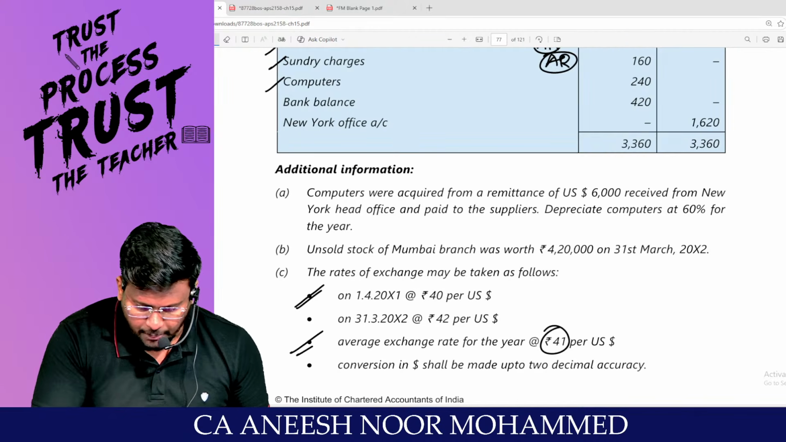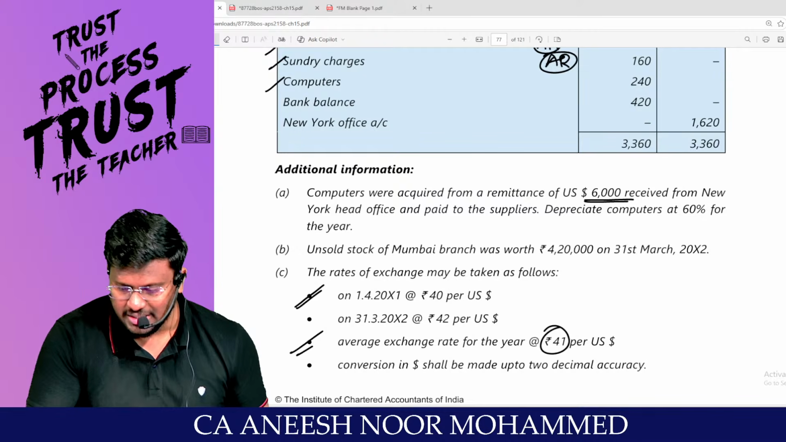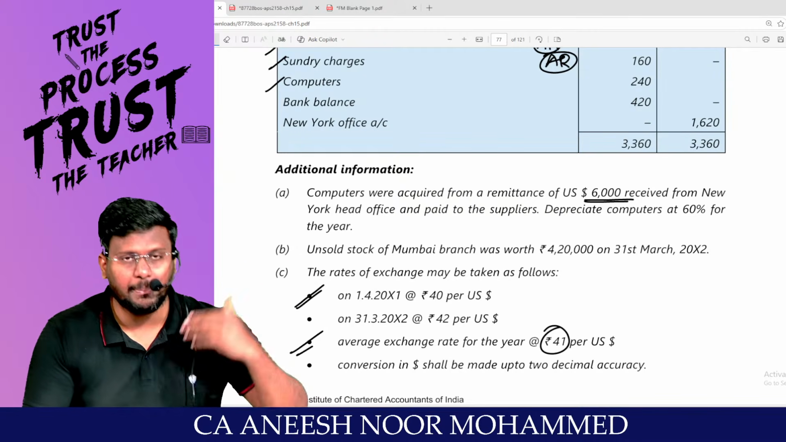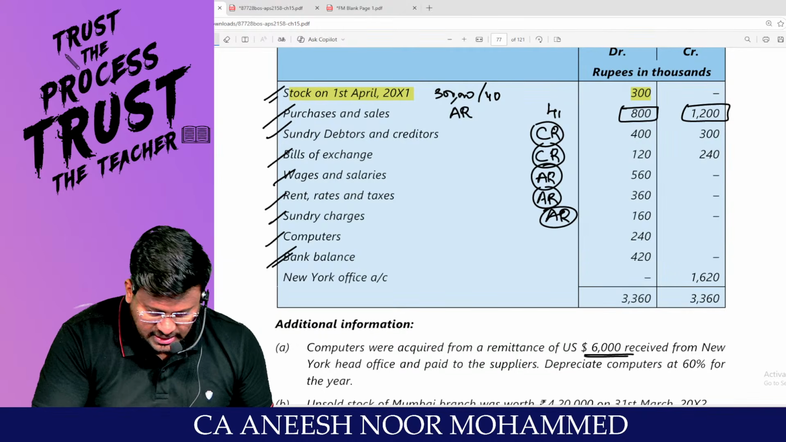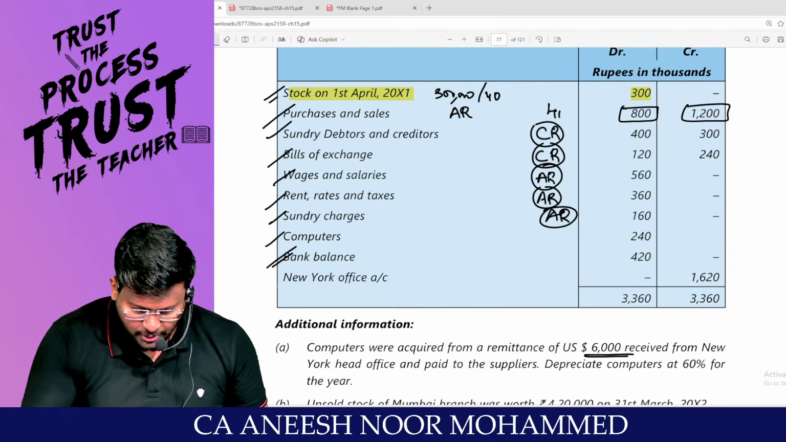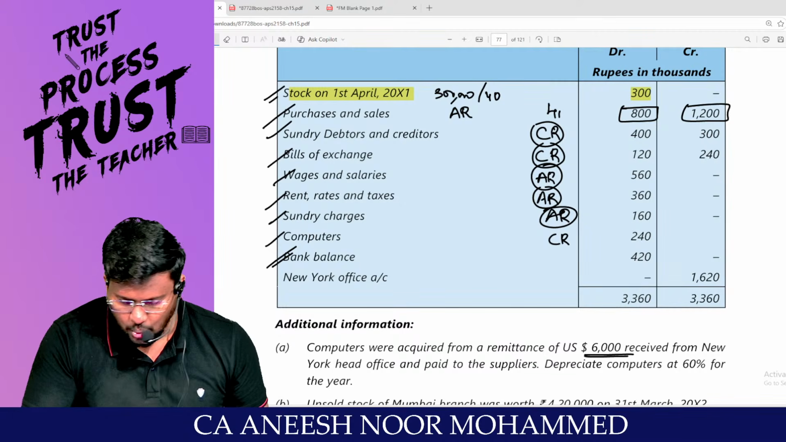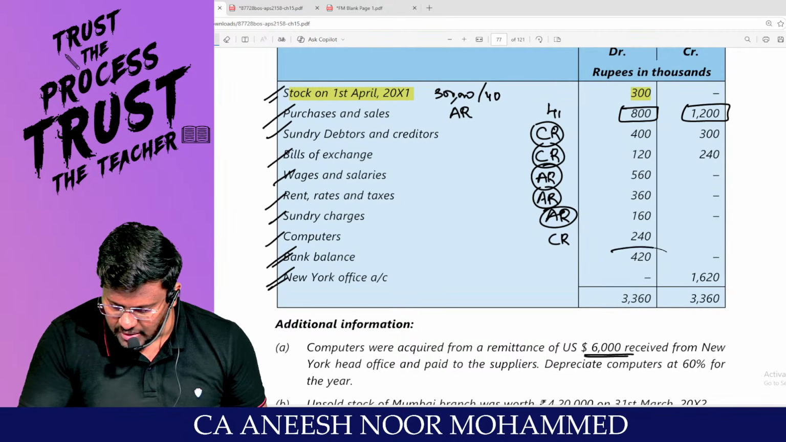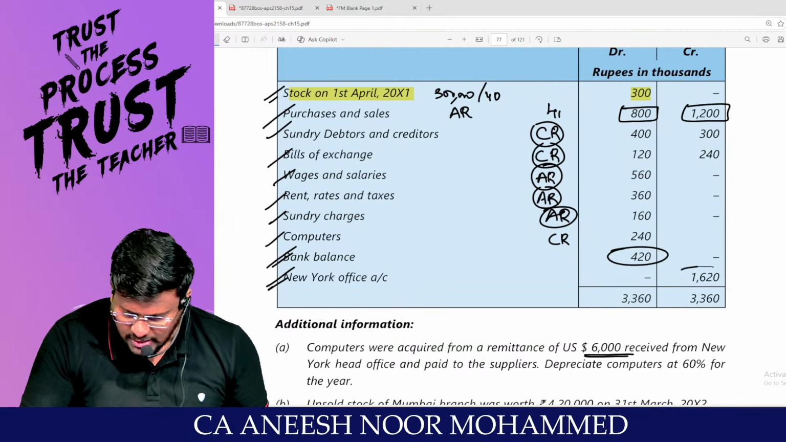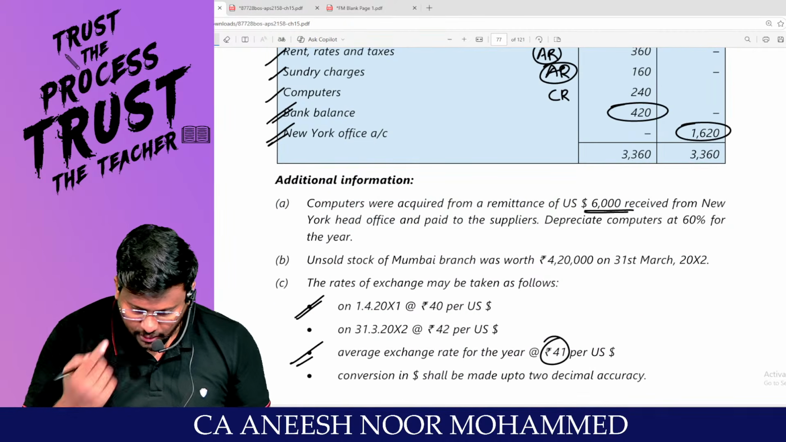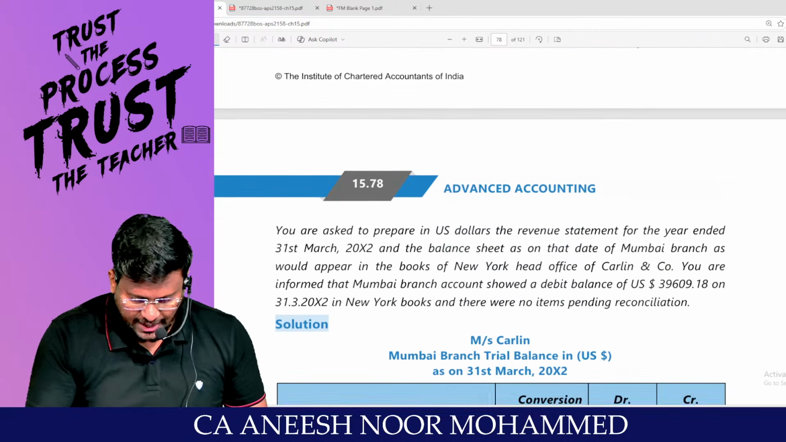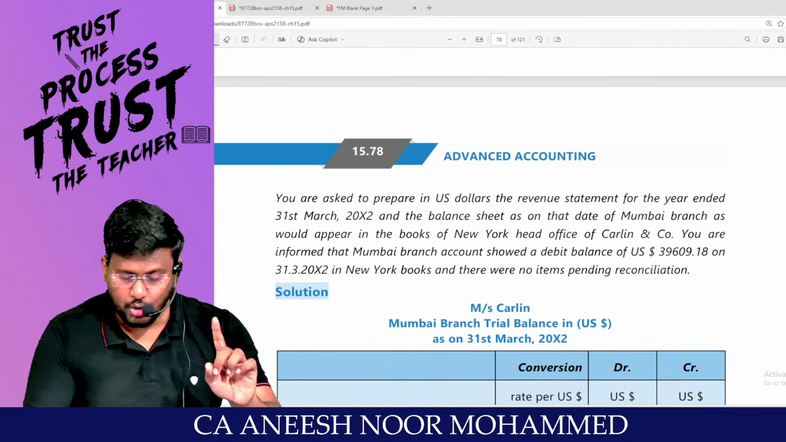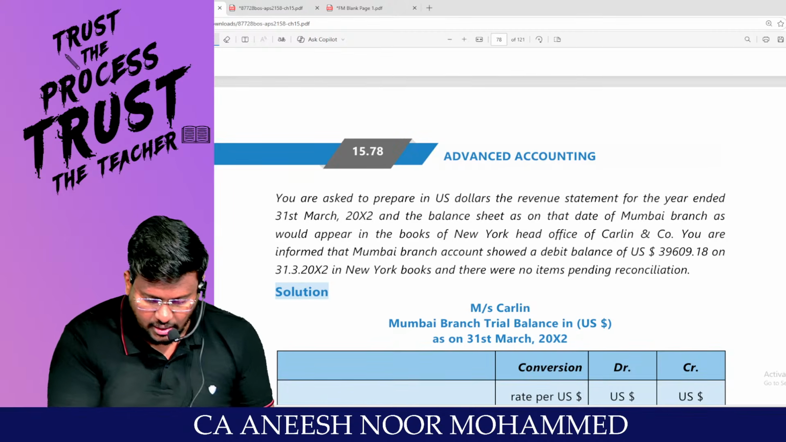Depreciate computer. Computers were acquired from remittance of US dollar 6,000 received from New York and paid to supplier. So 6,000 US dollar, they themselves have given in the question. Sir, bank balance, my dear lovable students, it's a monetary item. Please use the closing rate. New York office account, you can take the actuals, my dear lovable students. If actual has been given, we have to take the actuals.